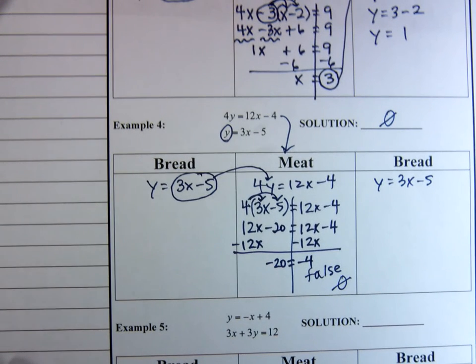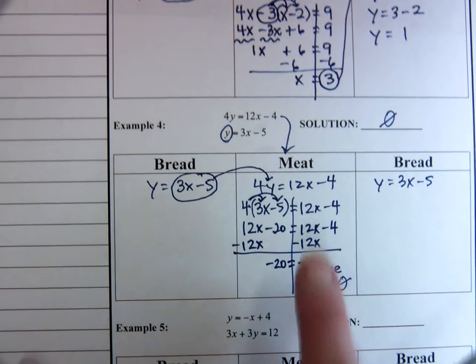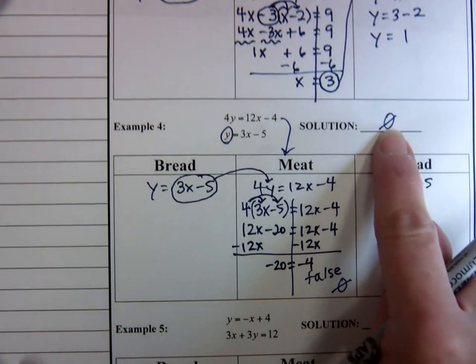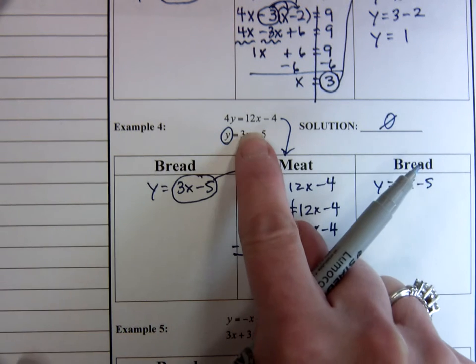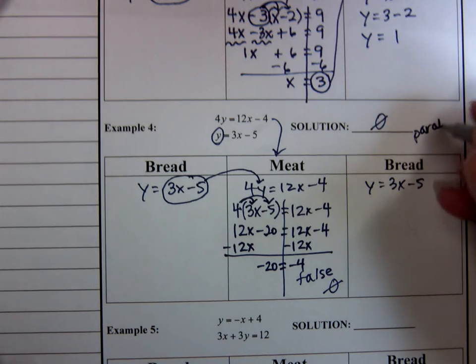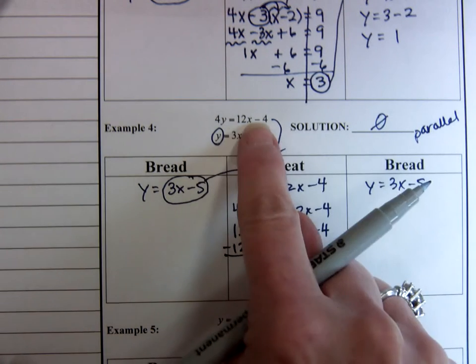What does that mean for our lines, do you think? What do you think those lines are then? If it's got no solution, they're not ever going to intersect, what kinds of lines would those be? Those would end up being parallel lines. So if we were to solve this one for y equals, we would end up with parallel lines.